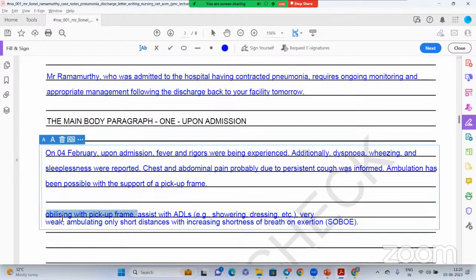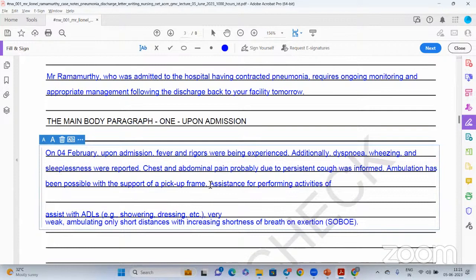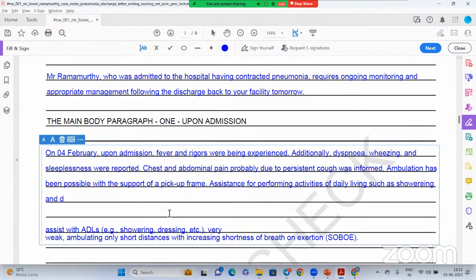This sentence is finished. Now, assistance with activities of daily living. Okay. So, assistance for performing activities of daily living, such as showering and dressing, was required at the time of admission, upon admission. That's it. So we finished this one also. This sentence also we got.